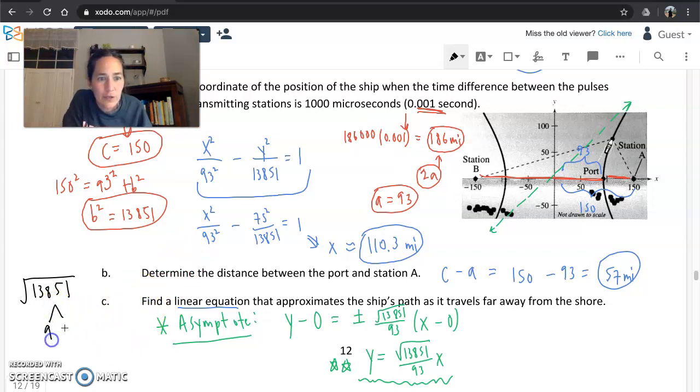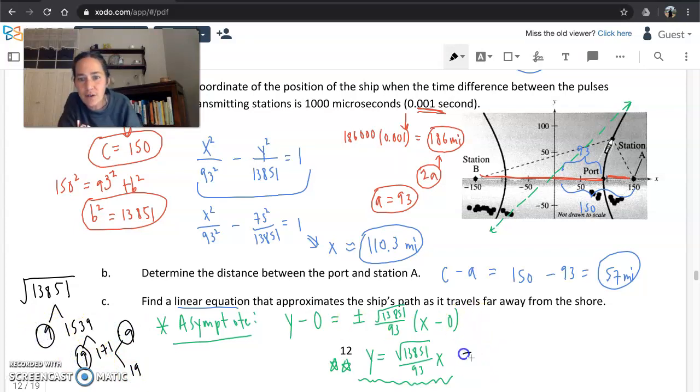So your first split up is 9, and I wrote this down, 9 and, well, we just got 1539. 9 also goes into 1539, so it's 9 and 171. And would you know it, 9 also goes into 171, so it's 9 and 19. So the square root of 9, 3 times, sneaks out. You get a 27 on the outside. So simplified, y equals 27 square root of 19 over 93 times x.